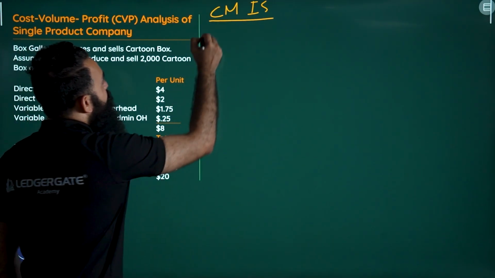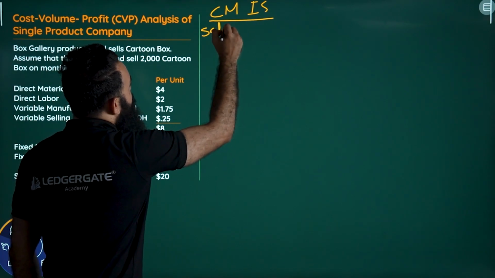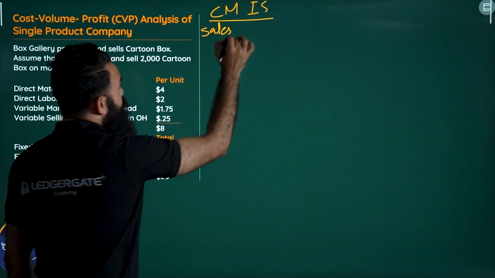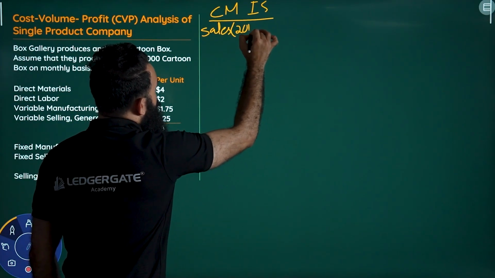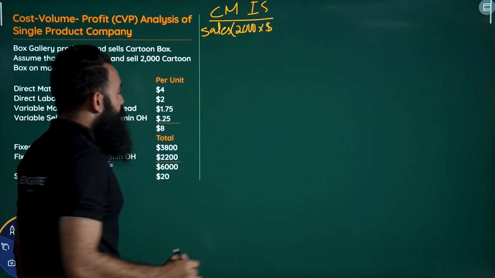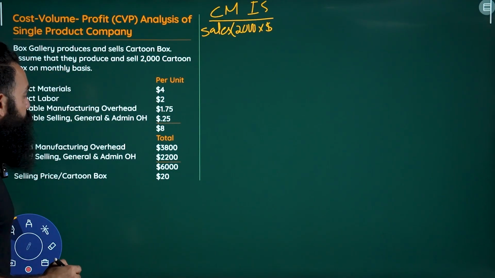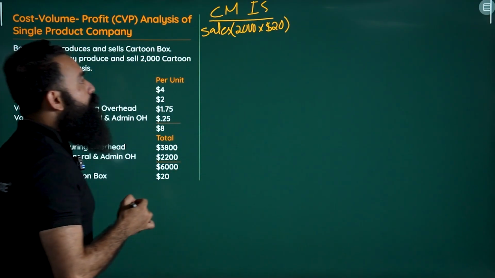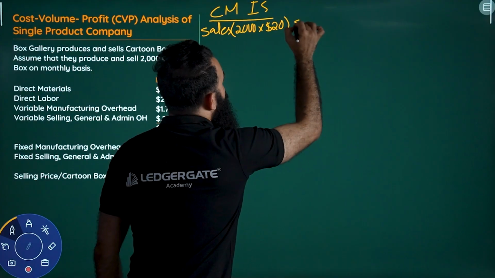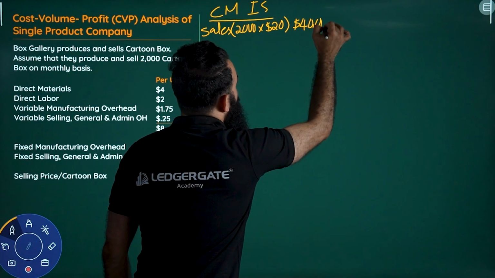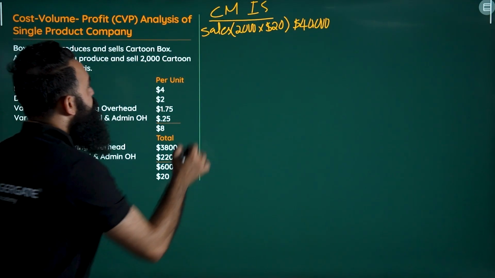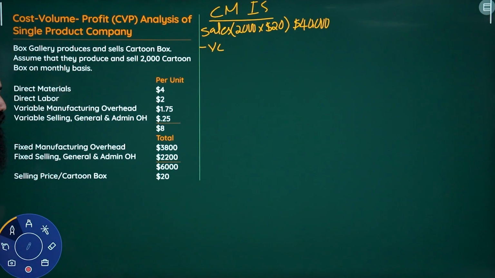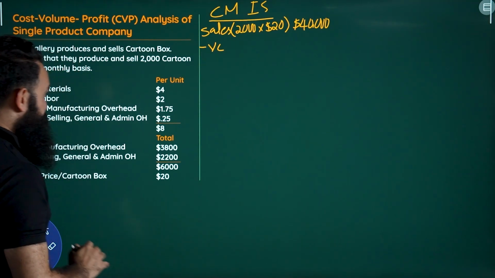So anyhow, we are going to prepare the contribution margin income statement. In any income statement, we start with sales. How many units are we going to sell here? That is 2,000 units, times the selling price of $20 each. 2,000 into $20, how much would it be? It would be $40,000. From this sales, we deduct variable cost first, because this is a contribution margin income statement.